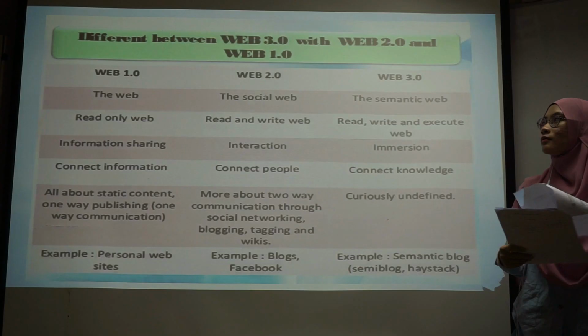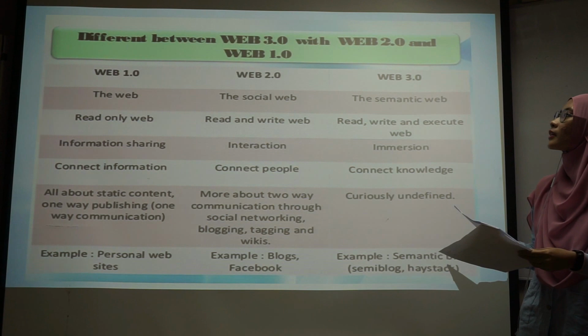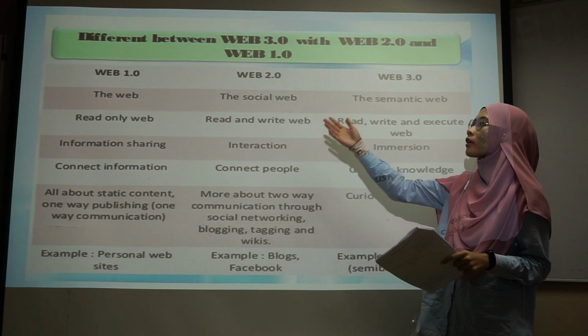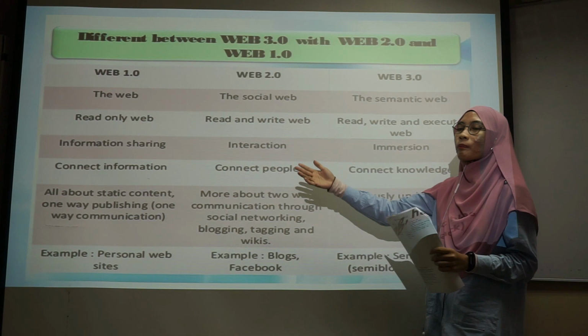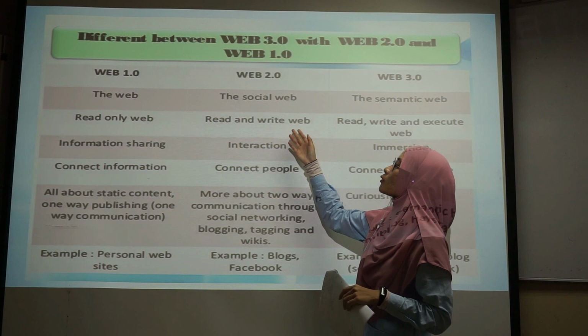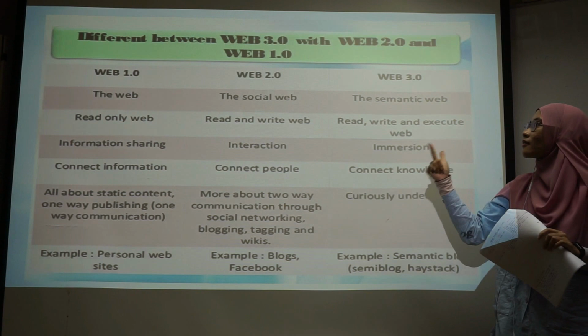Okay, this is the comparison between web 1.0, 2.0 and 3.0. Basically, 1.0 is just the web, the second is the social web, and currently we are using the third, which is the semantic web. Web 1.0 can only be read, web 2.0 can read and write, and the third can read, write and execute the web.